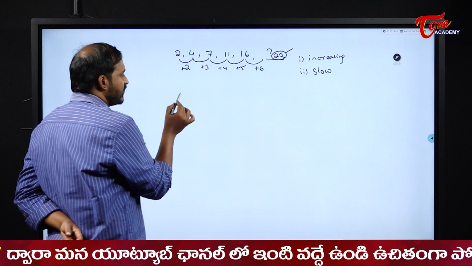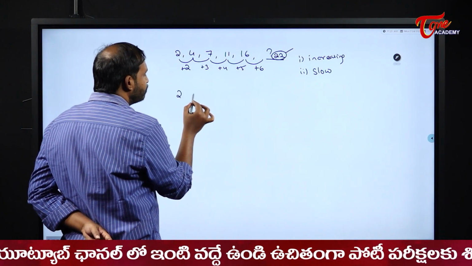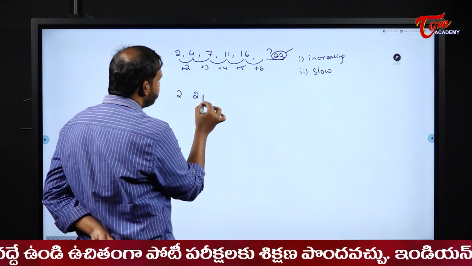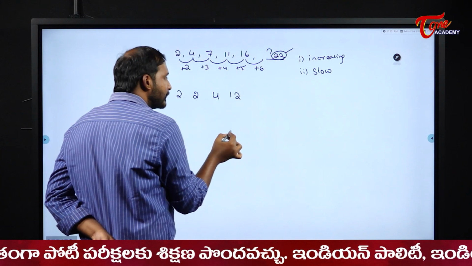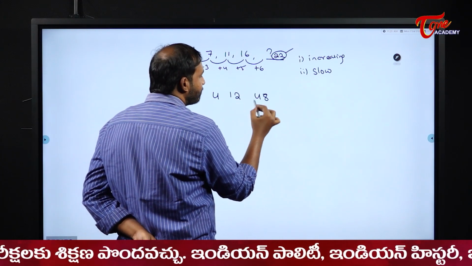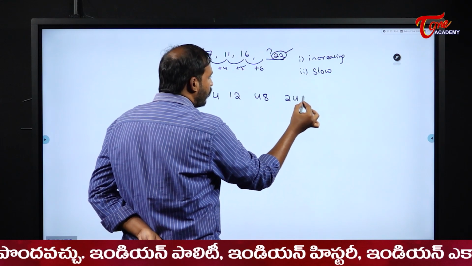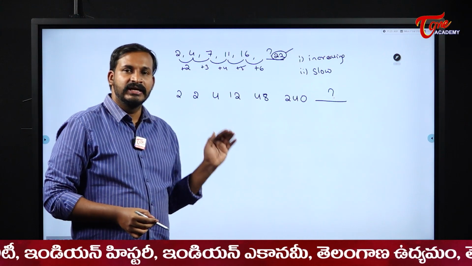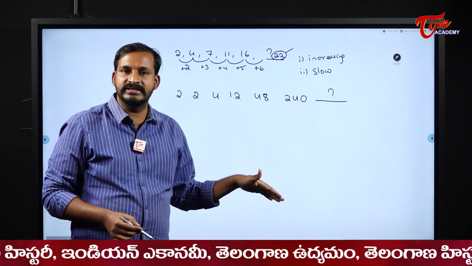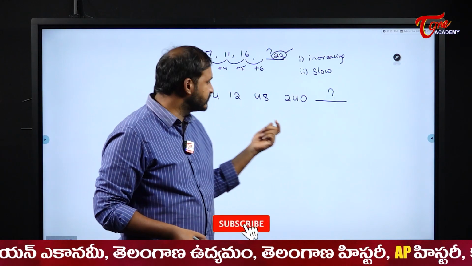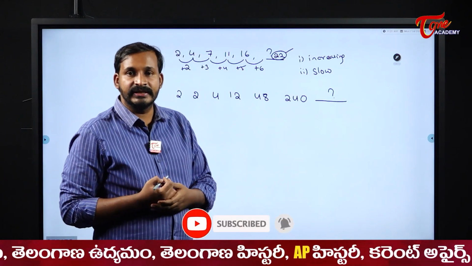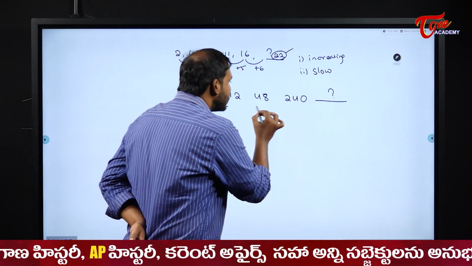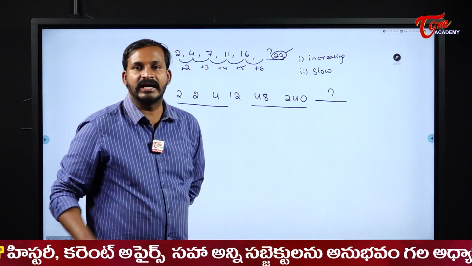Next, there is one more series like this: 2, 2, okay. Next, 12, okay, 48, 240, what comes next? Now please observe here how this series is increasing, whether it is an ascending or increasing series or a decreasing series. Yes sir, definitely it is an increasing series. Why? Because it is increasing. How is it increasing? If you see the starting numbers, you may think it is increasing slowly, but have a glance at these numbers. From 48, it jumped suddenly to 240, right?